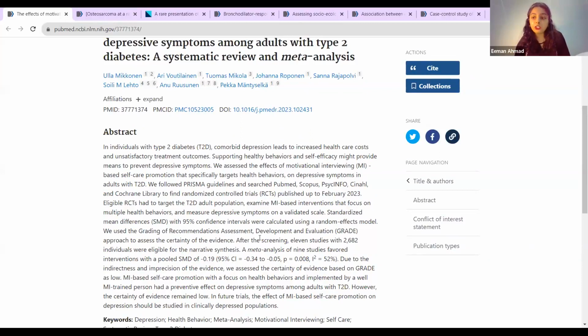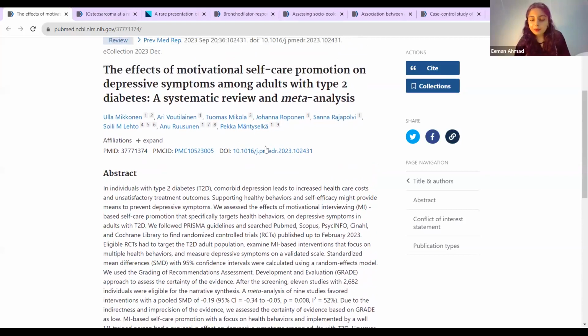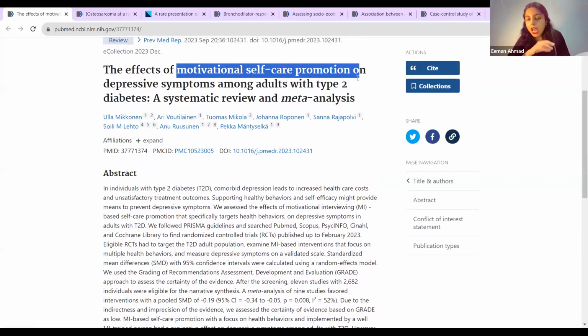No intervention, exactly. But you have to specify that it should be adults with type 2 diabetes only, okay? So because your population was adults with type 2 diabetes, your intervention would be people who are involved in motivational self-care promotion. And then your control would be adults with type 2 diabetes whom we did not enroll in this motivational self-care program, okay? So make sure you don't forget your population.